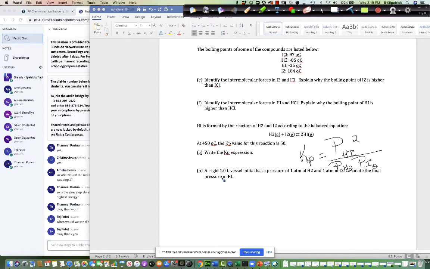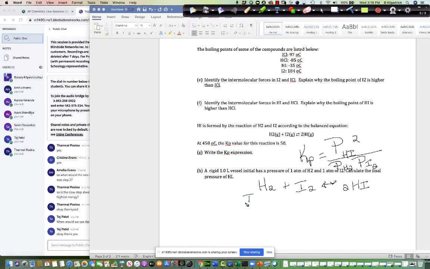All right, so we have a container, 1 liter. It's got a pressure of 1 and 1 for the reactants. Calculate the final pressure of HI. It doesn't tell us anything about the total pressure for this, so I can't use Dalton's law here, but I can definitely set up an ICE table. That's what I'm going to do, because I need the equilibrium amount of the HI.